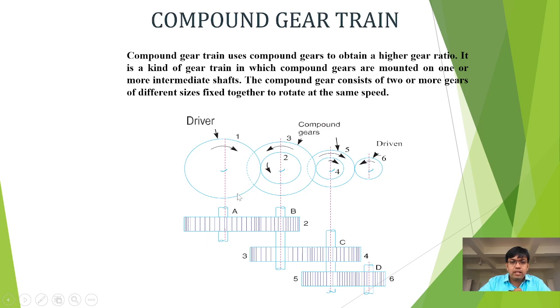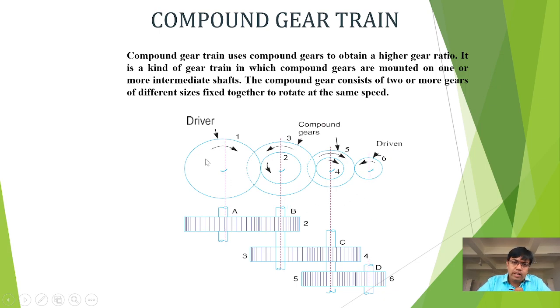You see, the first one is a driver gear. The second and third is a compound gear. Fourth and fifth is also another compound gear. The sixth one is the driven gear, which is mounted on the output shaft. And the driver gear, that is gear 1, is mounted on the input shaft, that is shaft A. And shaft B, here you can see, is a compound gear train which has gears 2 and 3, and shaft C is also having a compound gear with gears 4 and 5, and shaft D is the output shaft on which gear number 6 is mounted.